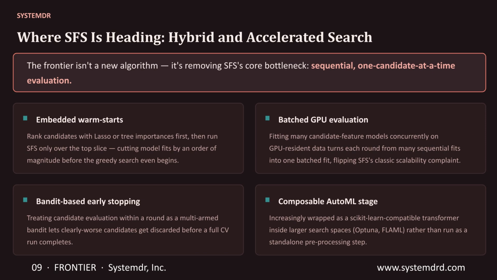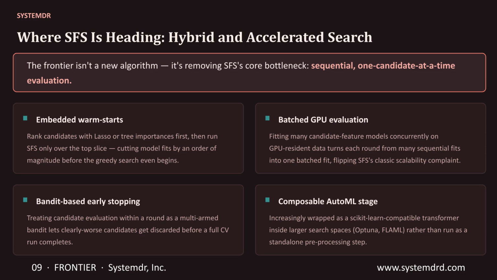It's removing SFS's core bottleneck, which is sequential one candidate at a time evaluation. First, embedded warm starts. Rank your candidates with lasso or tree importances before you ever run SFS. Then run the wrapper search only over the top slice of that ranking. That alone can cut your model fits by an order of magnitude before the greedy search even begins.